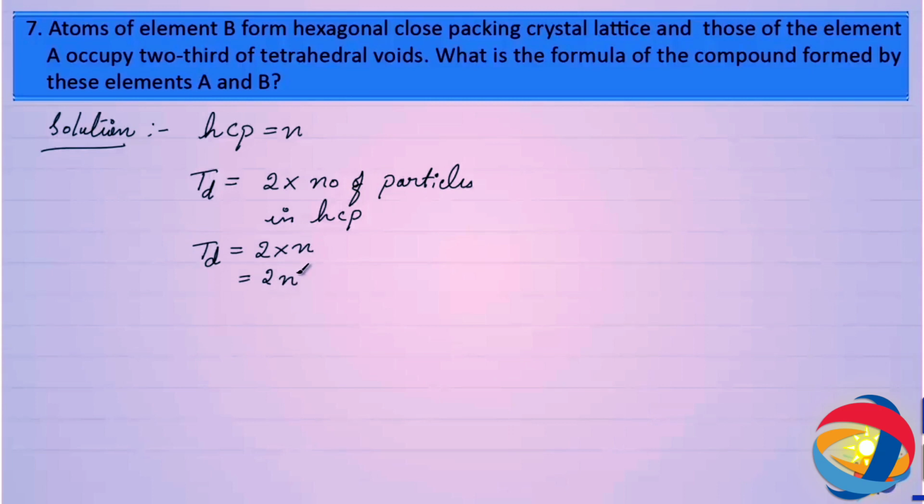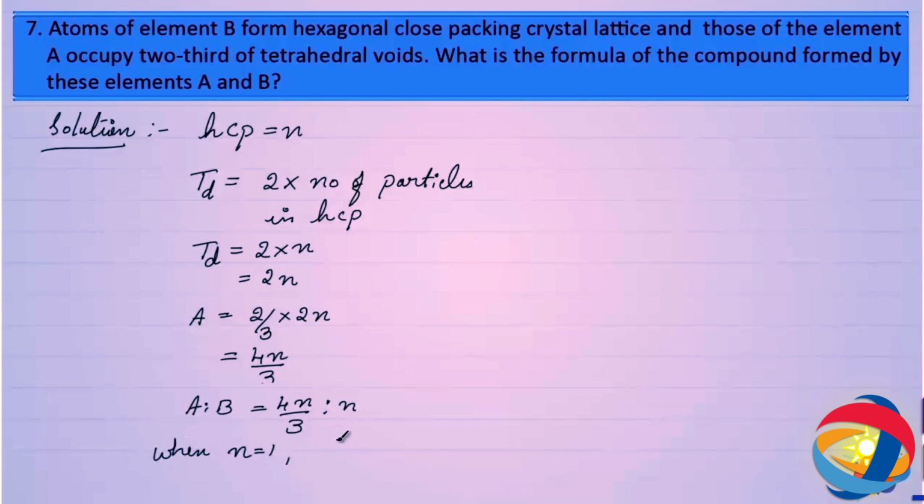As the atoms of the element A occupies 2/3 of the tetrahedral voids, the number of atoms in the tetrahedral voids are given by 2 by 3 into 2n, which is equal to 4n by 3. The ratio of A is to B is 4n by 3 is to n. When n is 1, the above ratio becomes A is to B, which is equal to 4 by 3 is to 1.